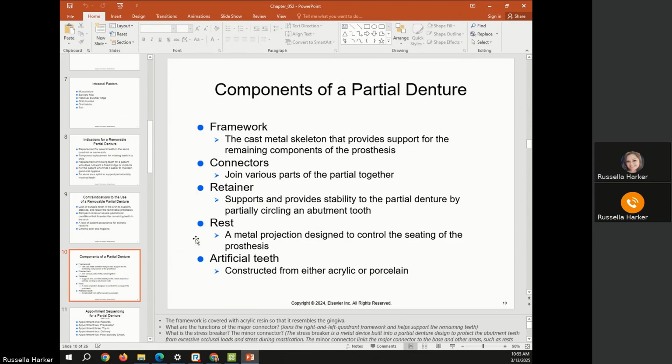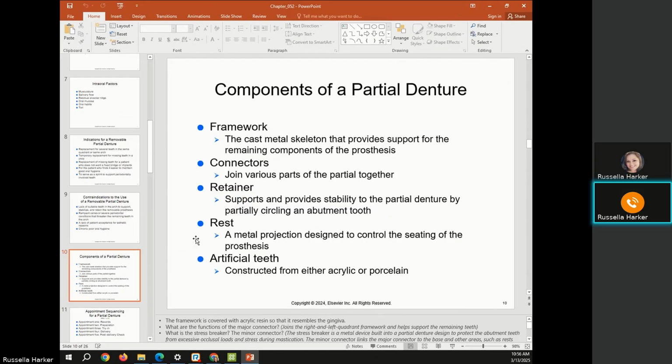Retainers support and provide stability to the partial denture by circling an abutment tooth. So the retainer is what goes around the abutment tooth, or the natural tooth that is left in the mouth. Remember, an abutment is a natural tooth. A rest is a small metal projection that is designed to control the seating of the prosthetic. So the rest goes onto the natural tooth and helps it seat, so that it stays in place, almost like a puzzle.